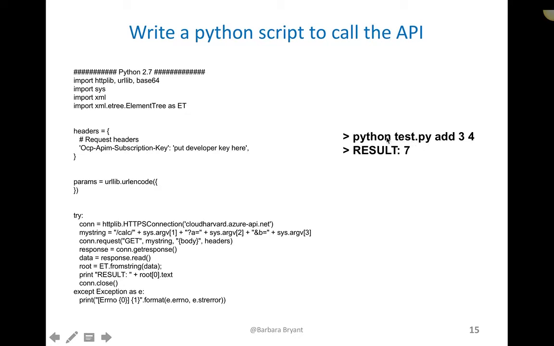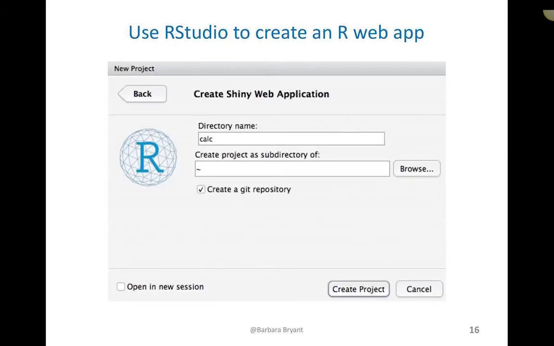In this way, you can say python test.py, which is the name of the program, and then you give the arithmetic operation you want to do on the operands, and the program feeds you back 7 after having gone through all of these steps back to the original service. So it's working, which is very cool.